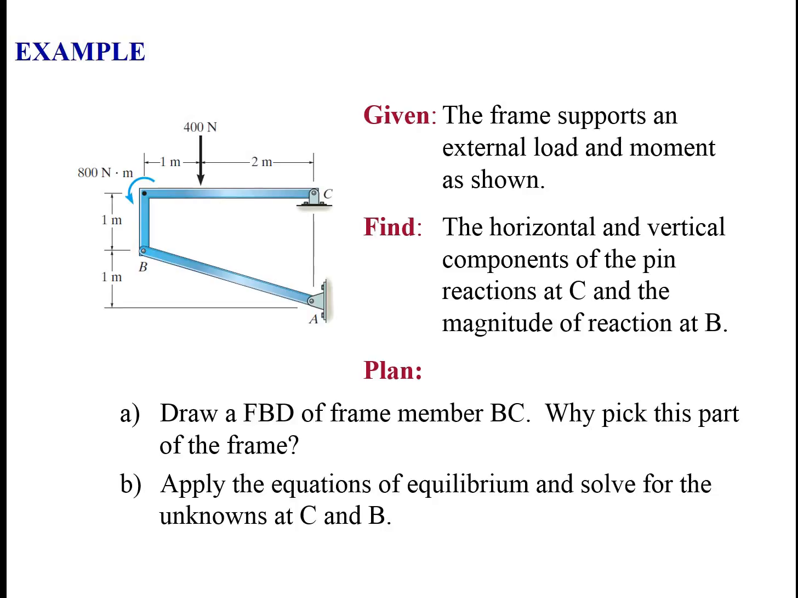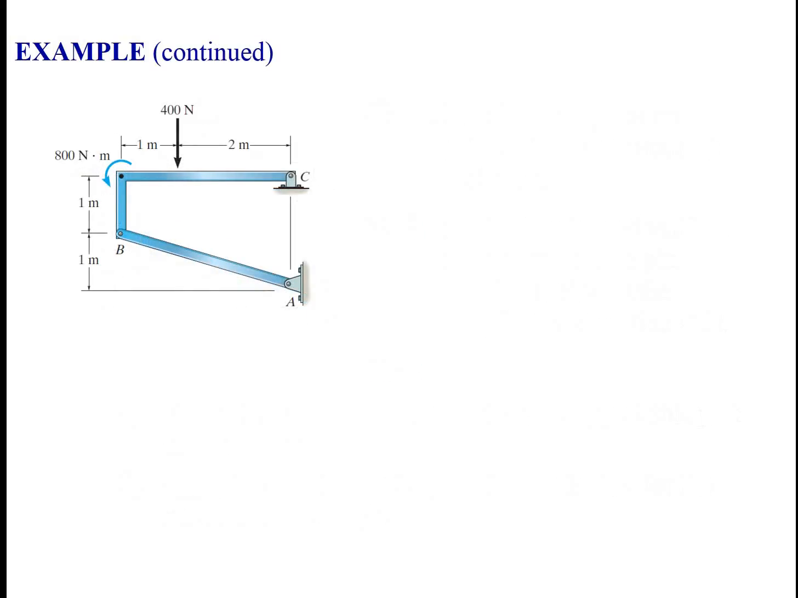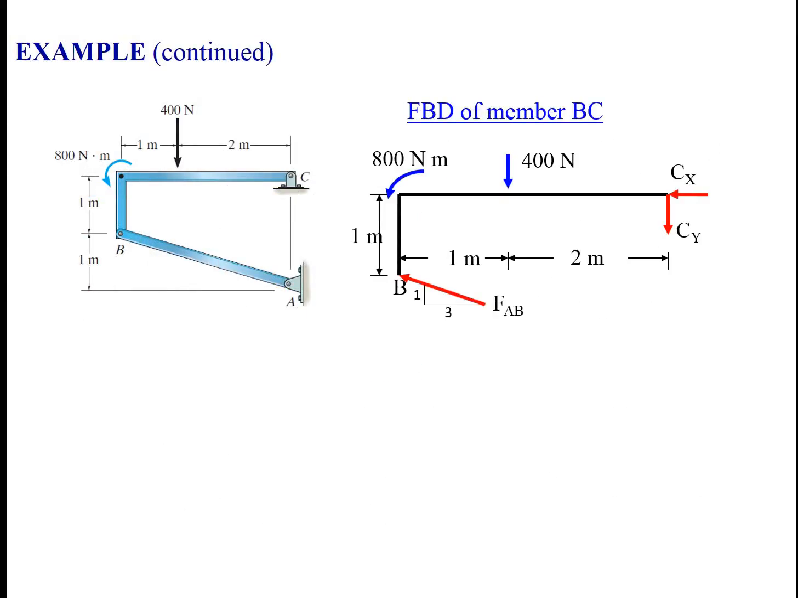It's because we have more things to work with, right? We have some knowns there. We don't know anything in part BA. Then we're going to apply equations of equilibrium and solve for the unknowns at C and B. So, free body diagram. What does this look like?